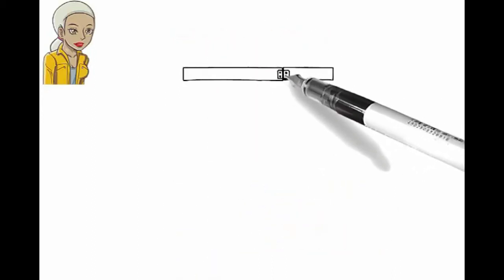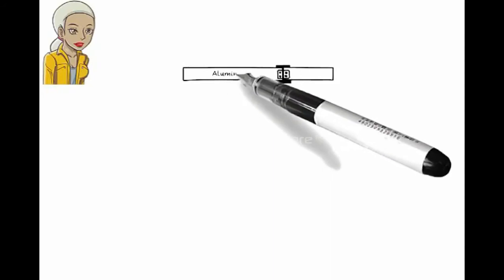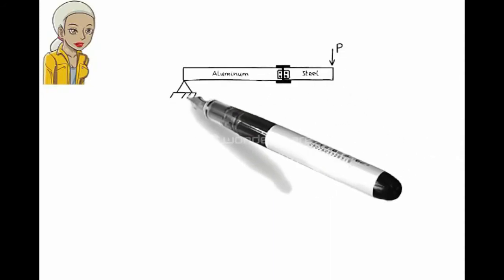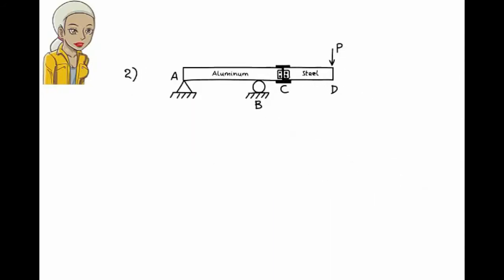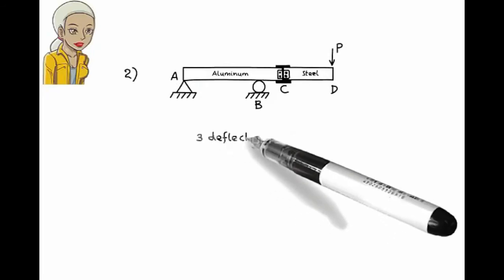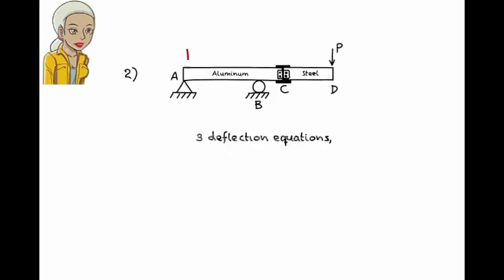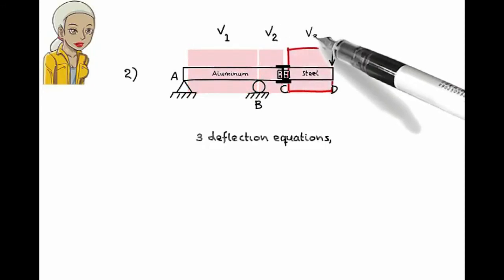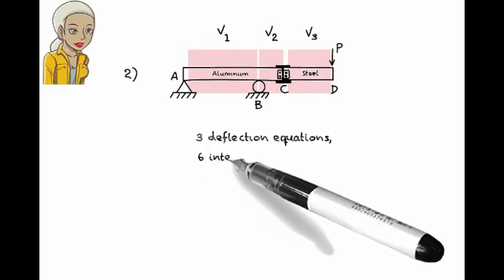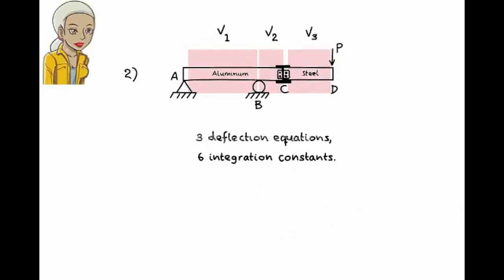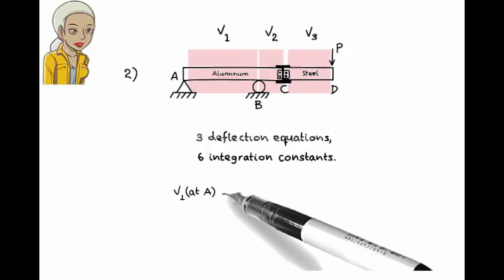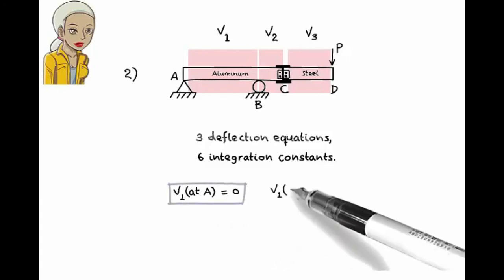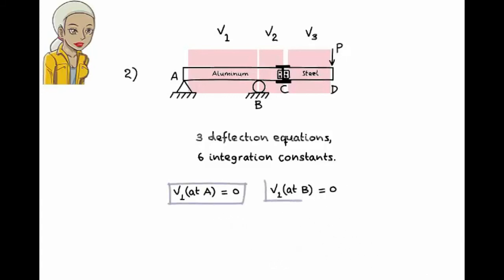Solution for problem 2. We need 3 deflection equations for this beam. Since each equation has 2 integration constants, we need a total of 6 boundary equations. Deflection at the pin support must be 0. Deflection at B, where the beam rests on an internal roller, must be continuous and 0.